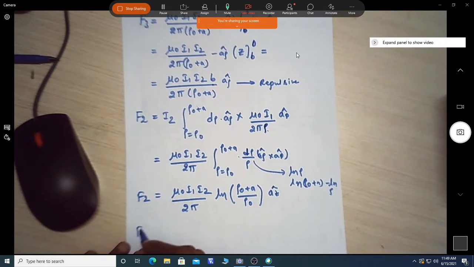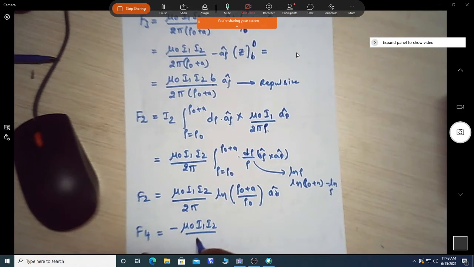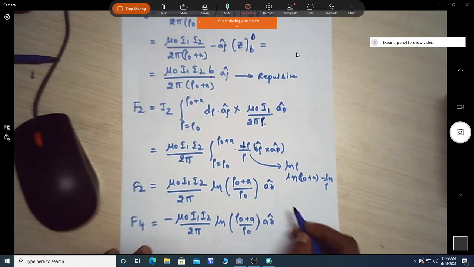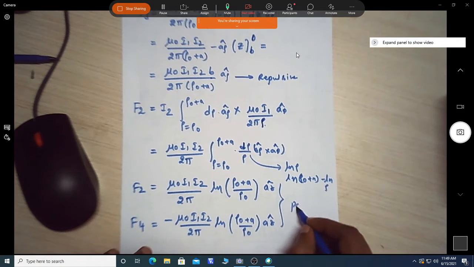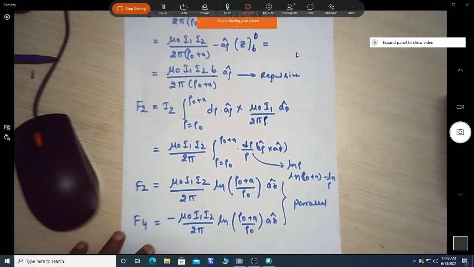Now similarly, force F4 is nothing but opposite to this, which we can write as minus mu naught I1 I2 divided by 2 pi into ln of rho naught plus A divided by rho naught in the direction of a_z. Now both of these are parallel to each other, parallel to the direction of the force on the current carrying element.